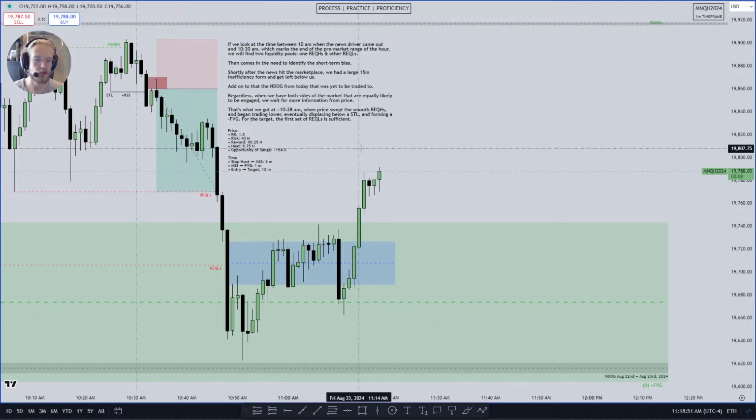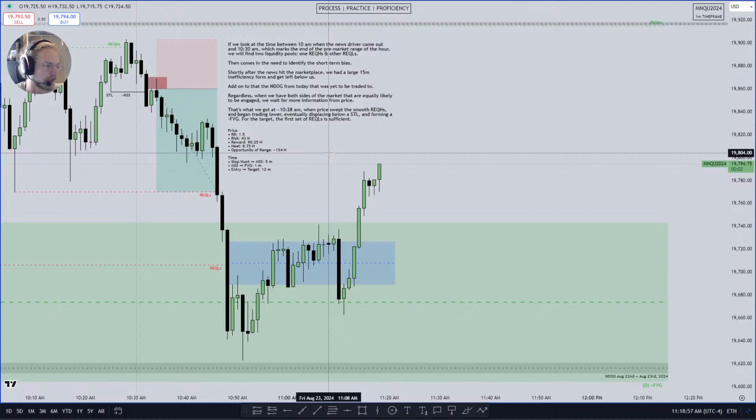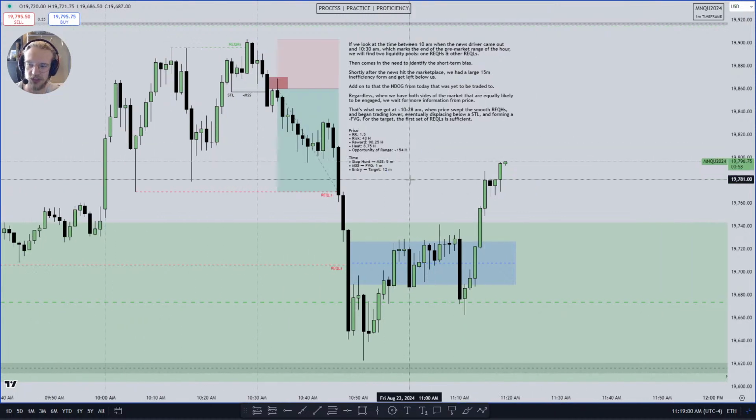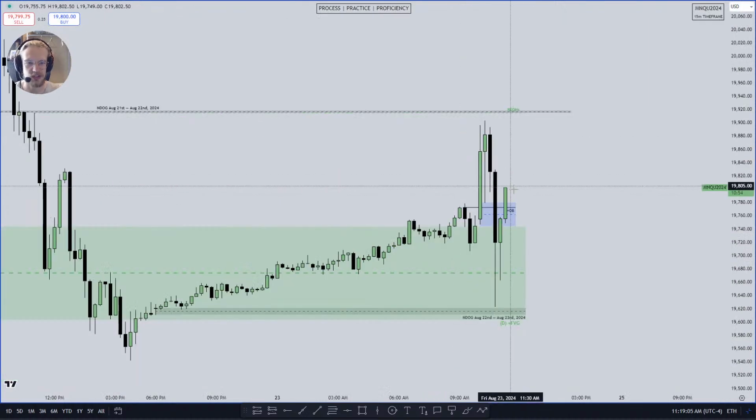Right. So with that, it's entering into 11:20, and this is usually the time I'm not looking at the chart, so I'm probably going to end it here. Let's see again what's happening here.